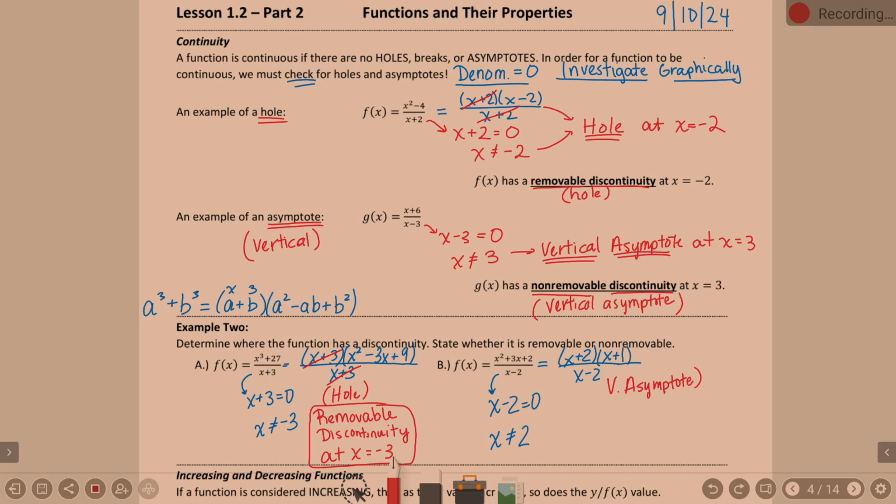Now, official language. What kind of discontinuity is this? Non-removable. Vertical asymptotes are non-removable. So we have a non-removable discontinuity at x equals 2.